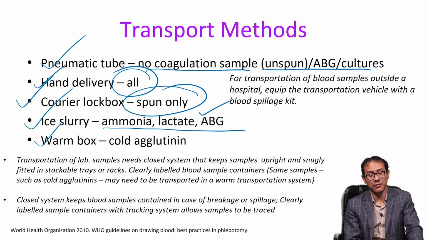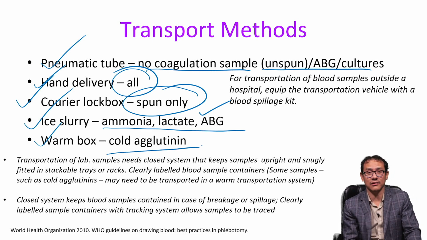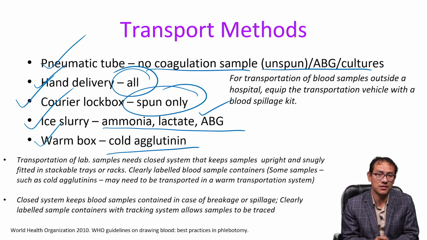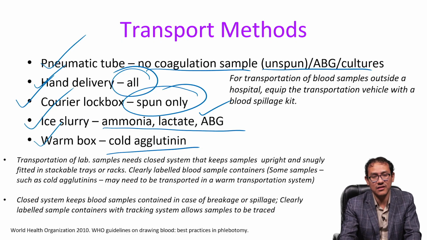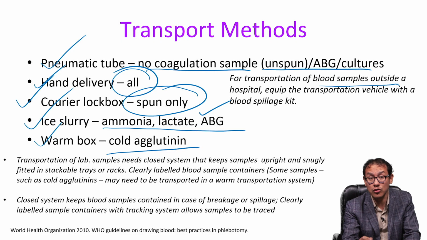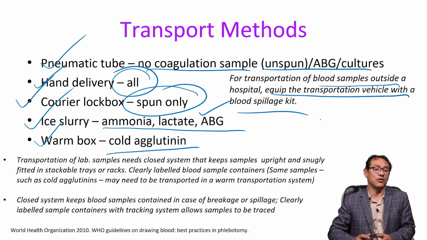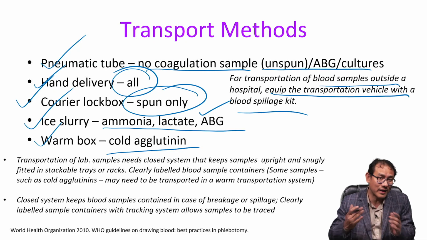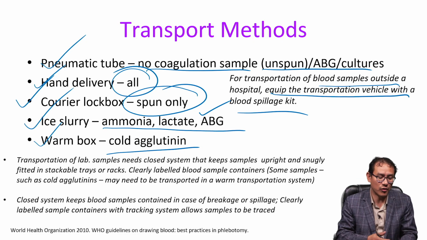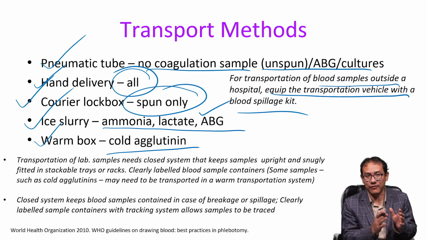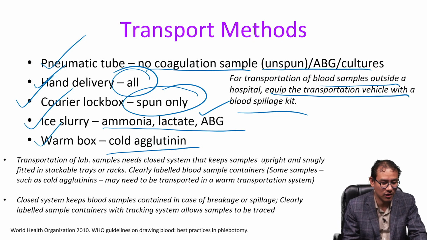So a warm box may be required for cold agglutinin. If cold agglutinin is there, then you have to maintain that particular temperature. So transportation is very important. For transportation of the blood sample outside the hospital, you have to equip the transportation vehicles with a blood spillage kit. Blood spill can occur, and how to manage a blood spill at that time is also very important, so you have to equip those vehicles with that blood spillage kit.